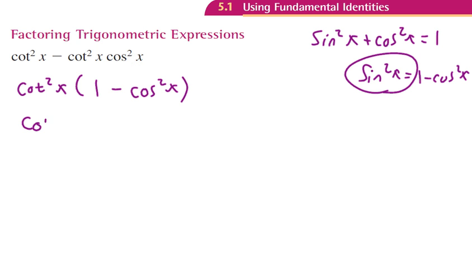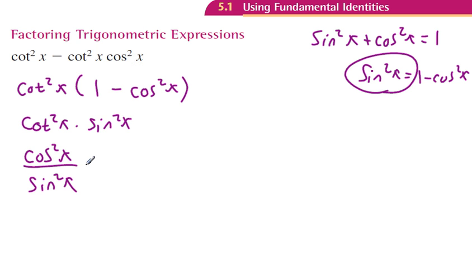So now I'm going to have cotangent squared of x times sine squared of x. Now, when we're dealing with these expressions, we don't want to just stop there, because if we can simplify more, then keep going until you've exhausted all simplifications. I guess that's a word, I suppose, right? So we can turn sine squared into 1 over cosecant squared, but that's not going to help us. But we can turn cotangent squared into cosine squared of x over sine squared of x. And then we have a sine squared of x right here.